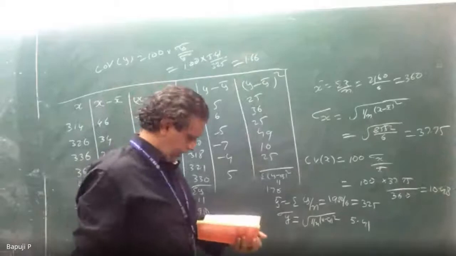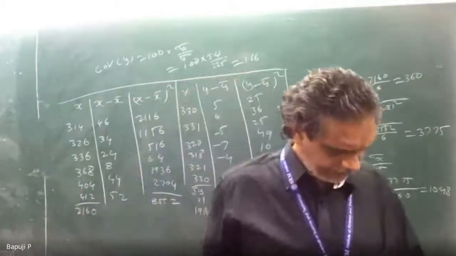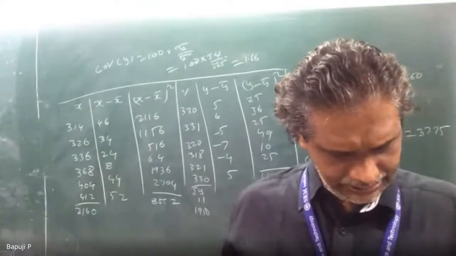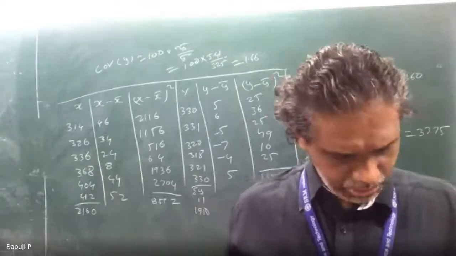Now we can write: since the coefficient of variation of series x is greater than that of series y, the series x has the more variable price.